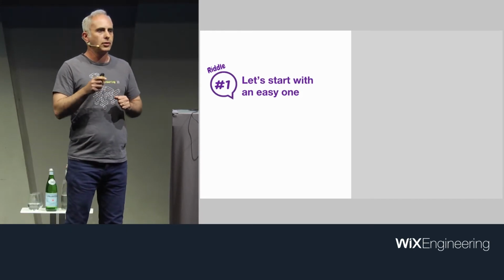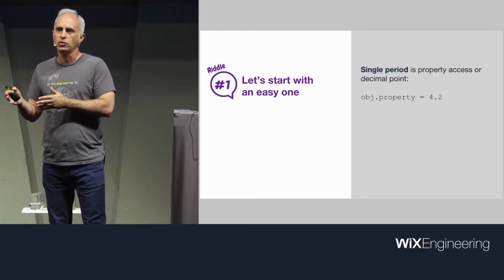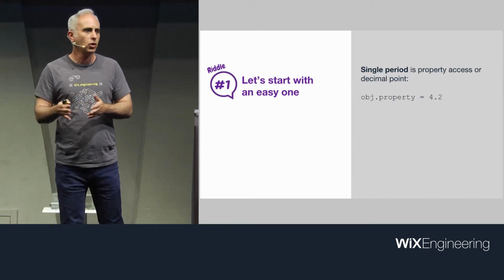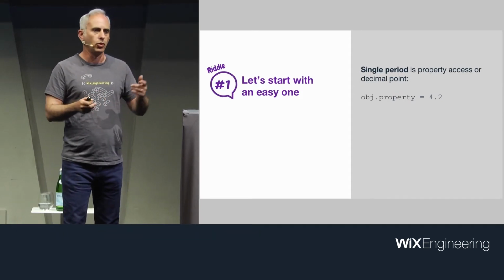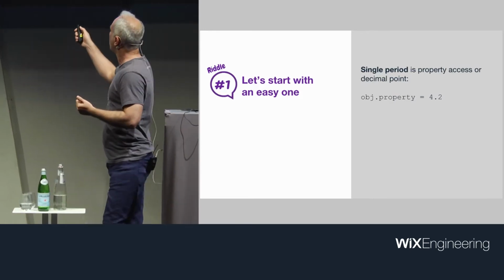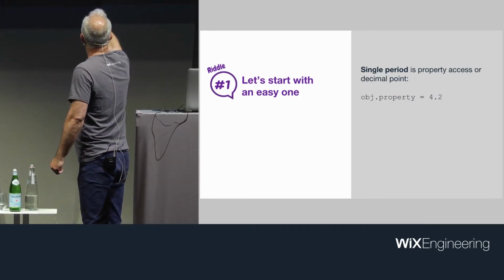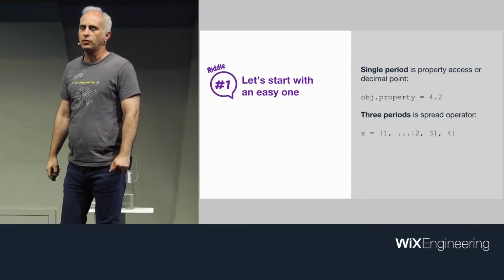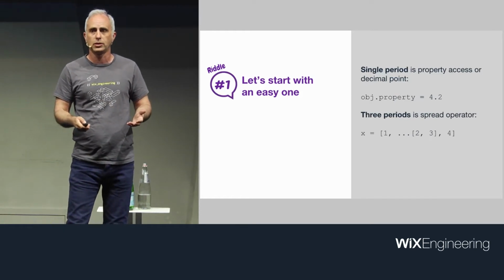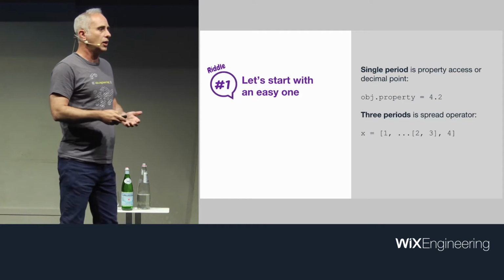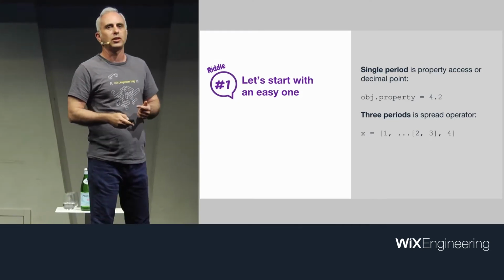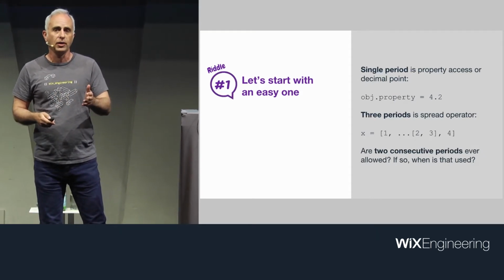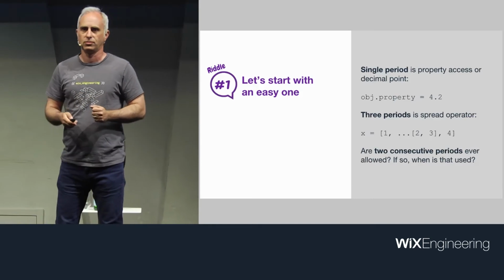We all know that a period is valid in JavaScript. It could be either the property operator, to access a property on an object, or it can be simply the decimal point. Like in this example, we see both: the decimal point here and the property operator here. With ES6, 3 consecutive periods or dots are also legal. It's the spread operator. The riddle then is: are exactly 2 consecutive periods ever allowed? And if so, when are they used? Are they valid? And if they're valid, when are they used?